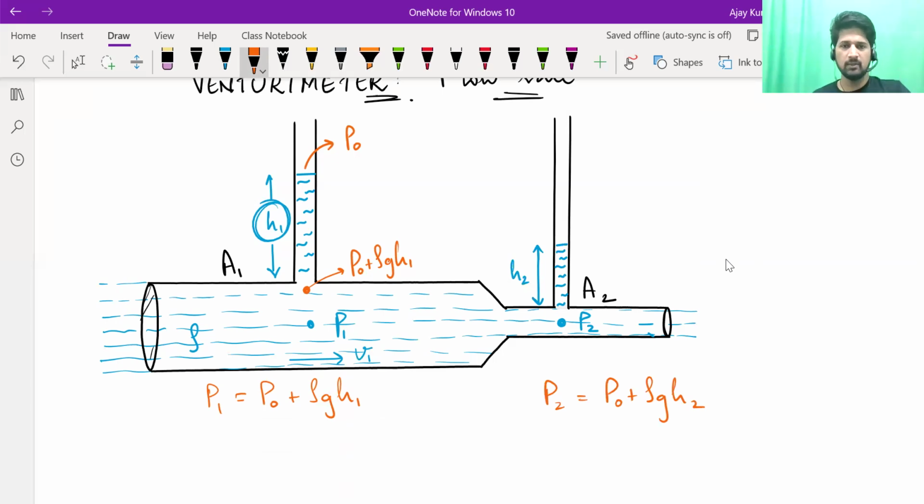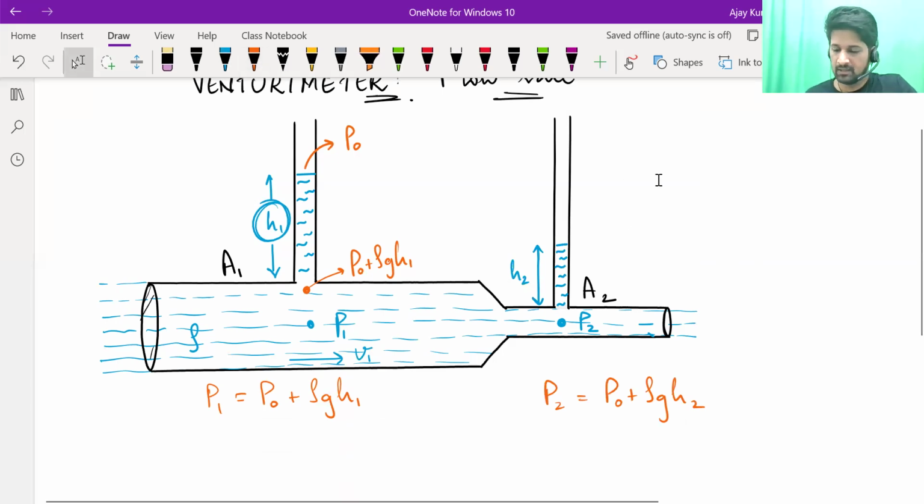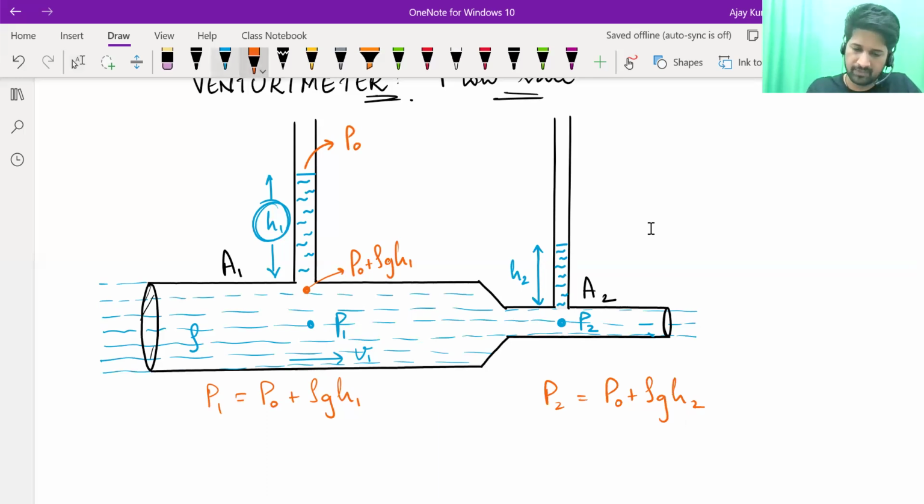Now H1, H2 can be measured by us from outside. So we know H1, H2, we know areas of cross section A1, A2. So we can estimate pressures, we know the density of the fluid. So what is it that we want to find out? The rate of flow. Either this speed V1 or the speed of flow here V2 is what we want.